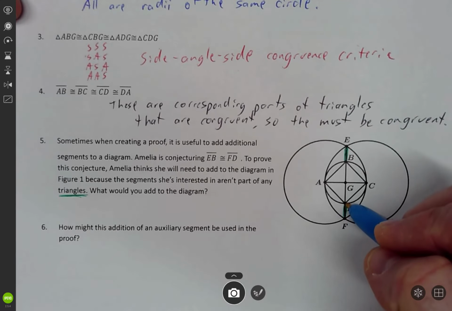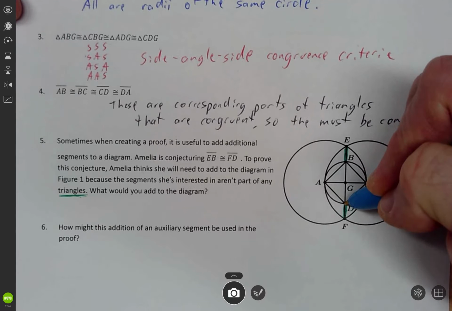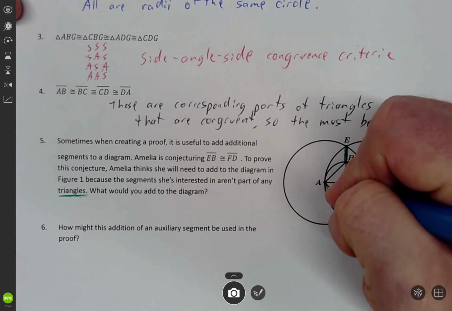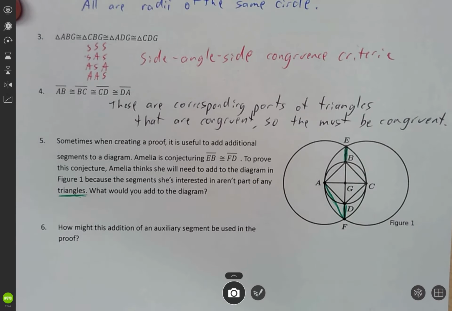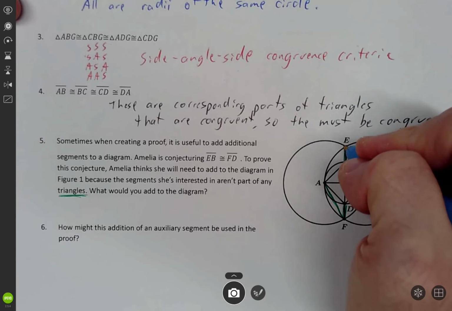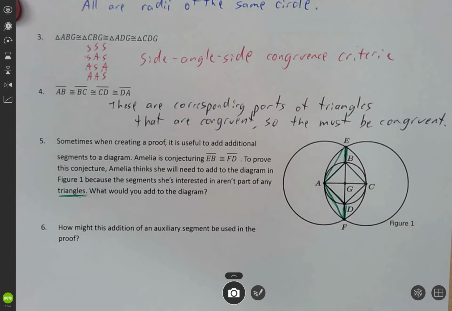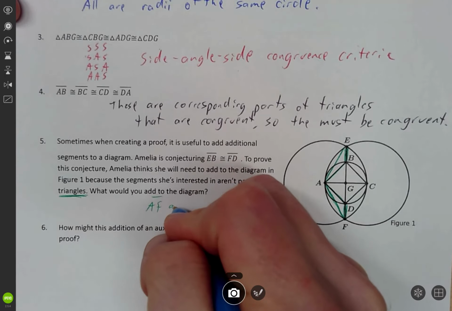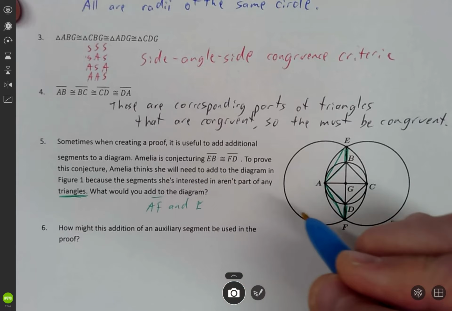Well, I look at FD, it connects to side AD here, but it's not a triangle because A doesn't connect to F, unless I make it. Anytime you have 2 points, it's guaranteed there's a segment that connects them. So I would draw AF and AE, and now the things that I'm trying to prove something about are parts of triangles. So what would you add? AF and AE, sorry.